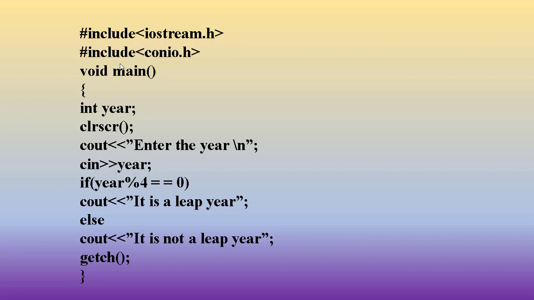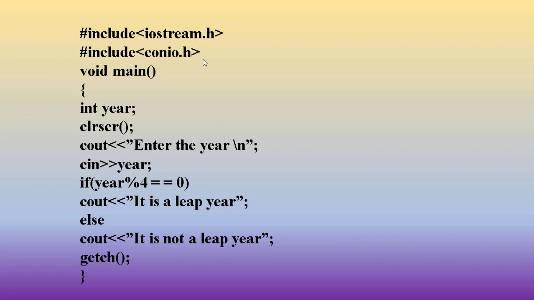Hash include iostream.h, hash include conio.h, void main. Then we have an opening bracket, then int here. So these hash include iostream.h and hash include conio.h are the header files. Without these header files, we cannot write any program. These are the important header files: iostream, that is input output stream.h. .h is a header file. Conio, console input output .h, is a header file. So iostream is used mainly for cout and cin. These functions can be used only if you use this header file.